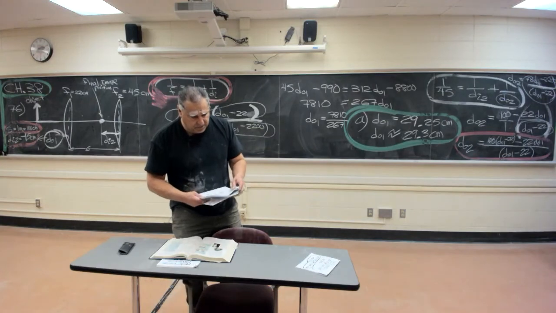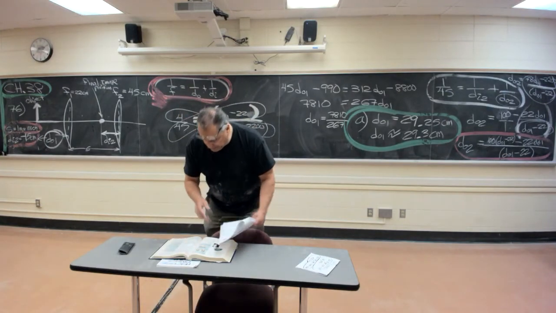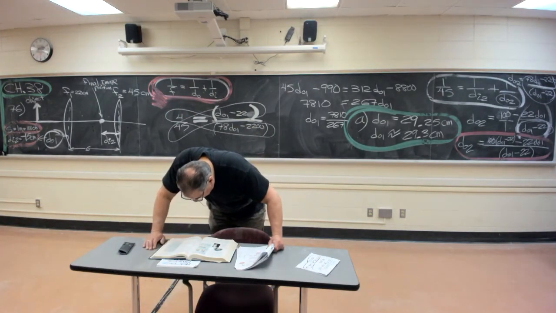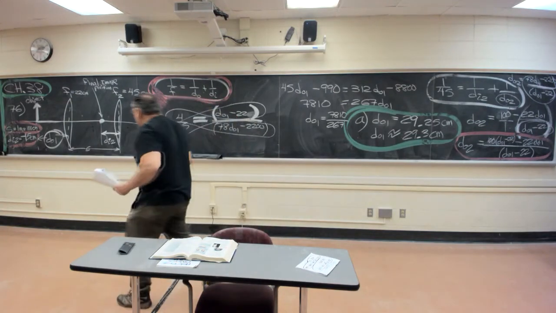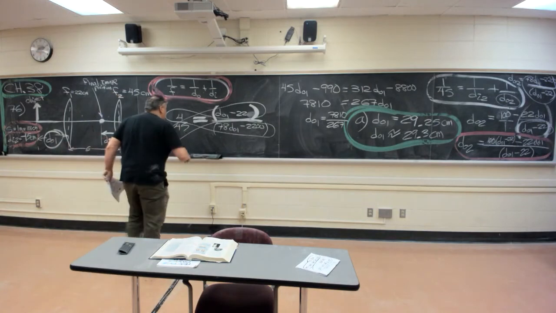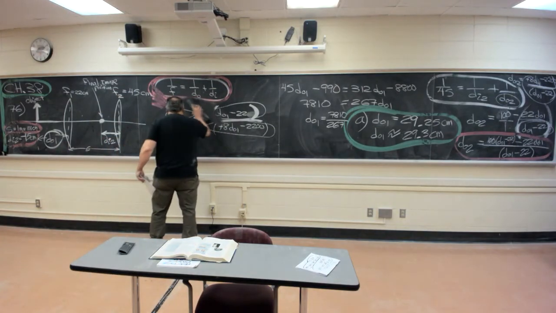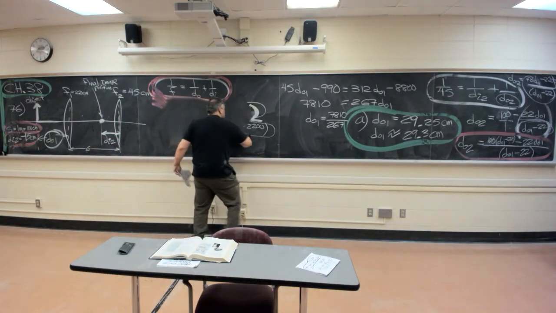C. What are they saying here? Well, they want to know the magnification. What is the magnification of the final image? How about M equals M1, M2?